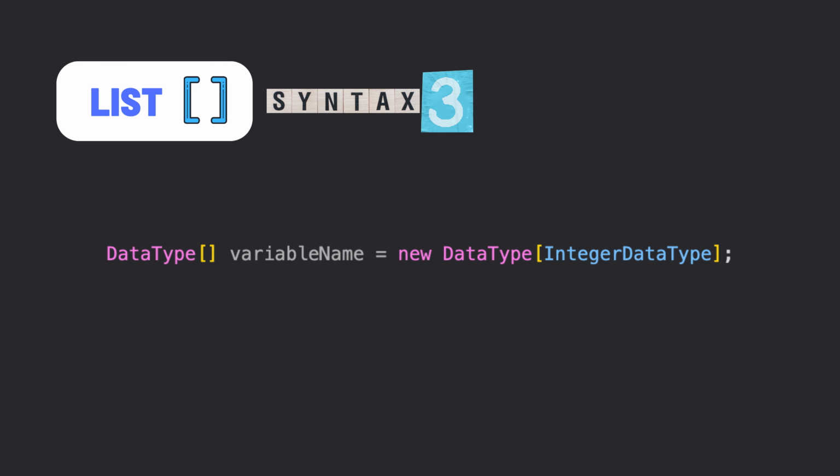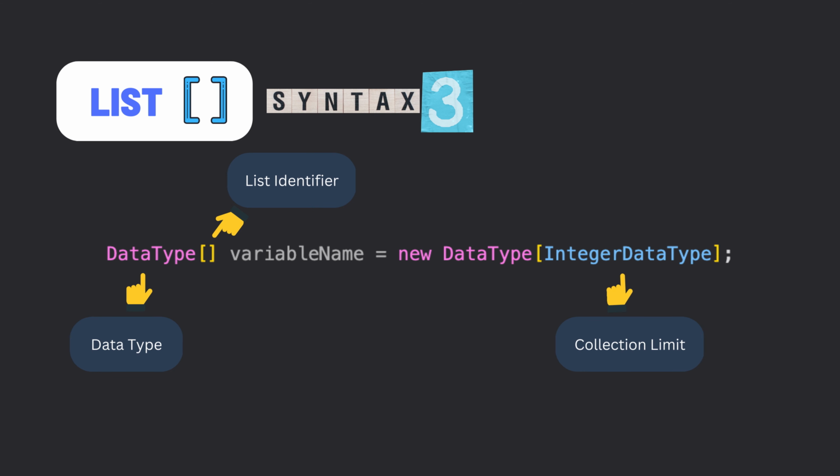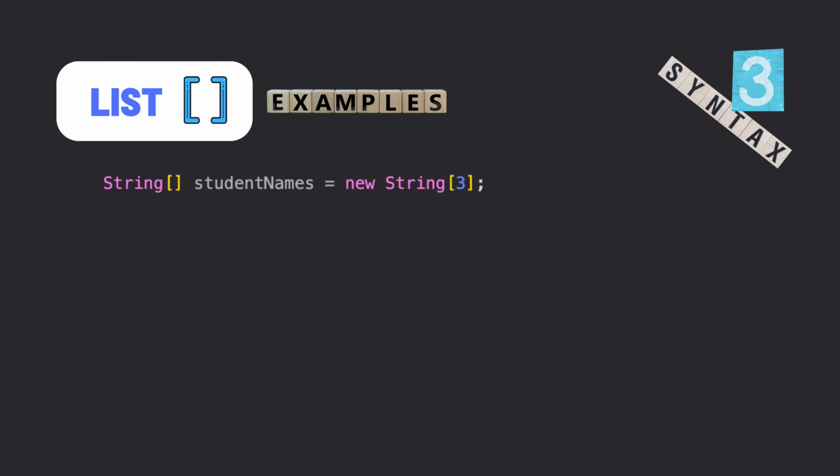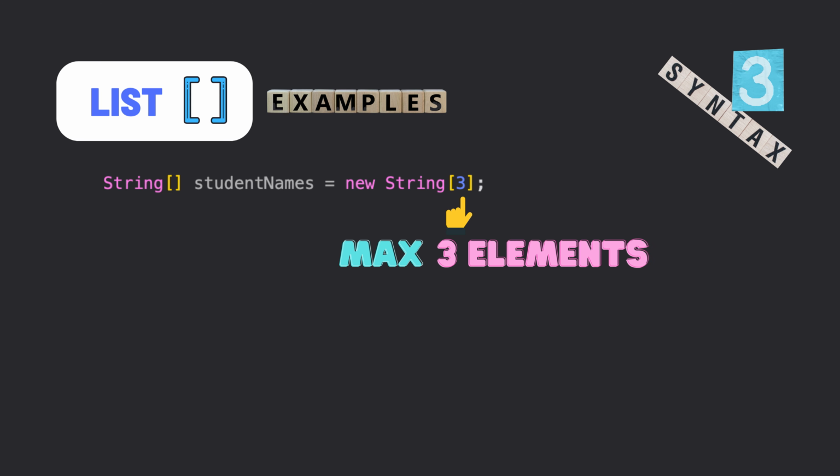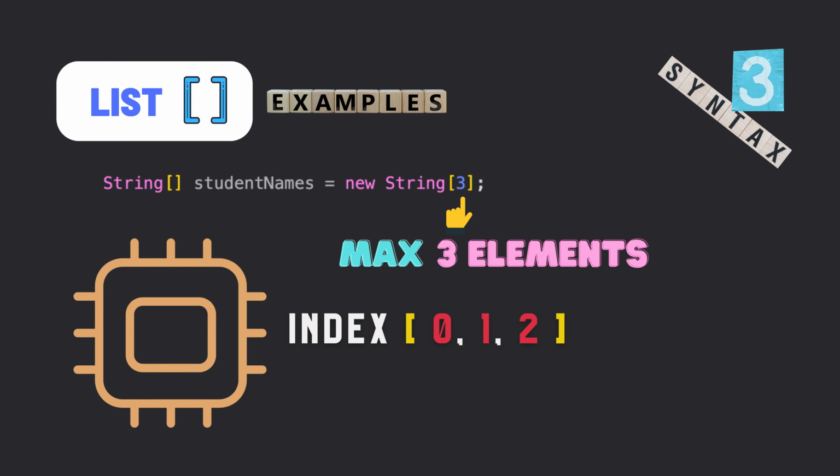Finally, we are on to syntax 3 for the list collection. Here we define the data type, then use an empty list identifier. And on the assignment side, we use the same syntax, but within the list identifier, we pass a collection limit of integer data type. For example, here we have a list of string with a collection limit of 3 elements. This will create a placeholder within the memory for index 0, 1, and 2, as list starts with 0. For starters, each index will have a null value.